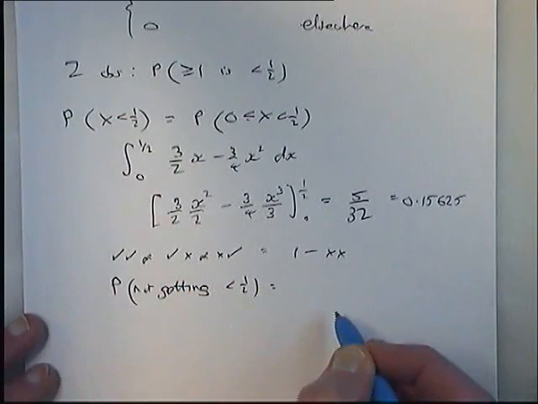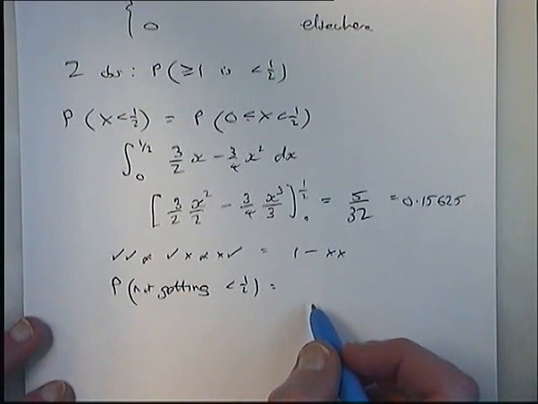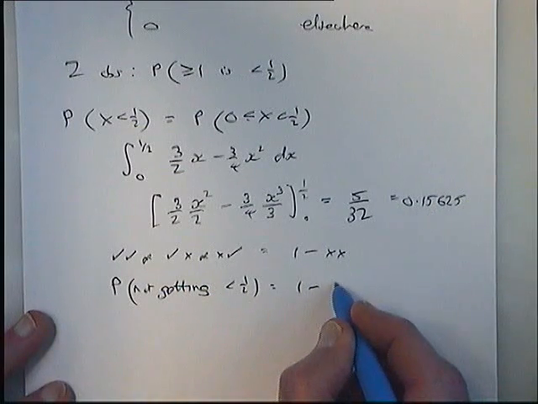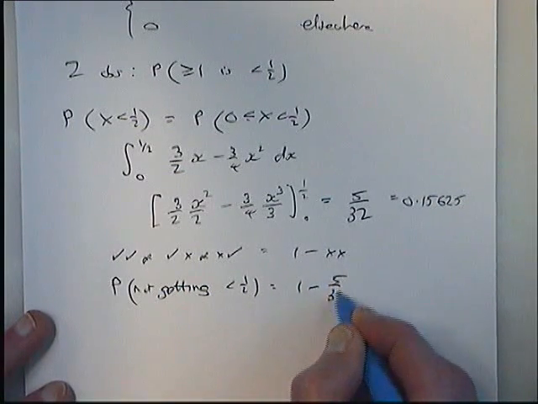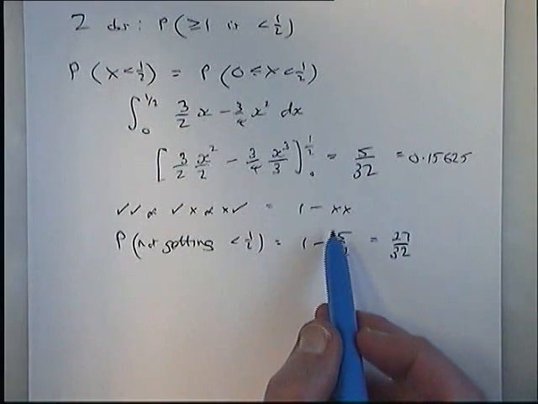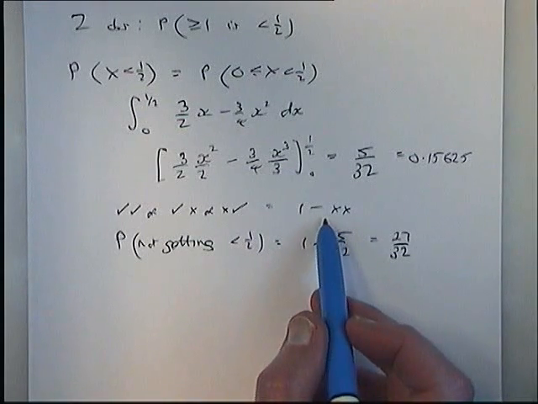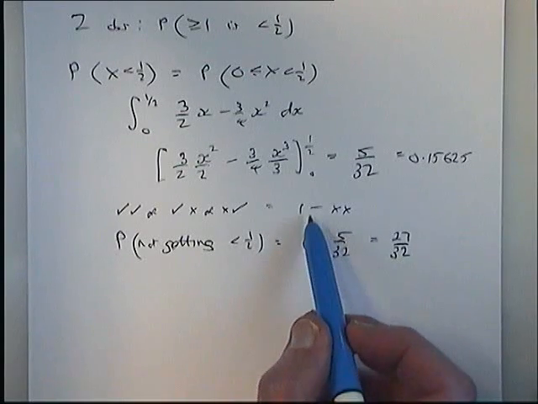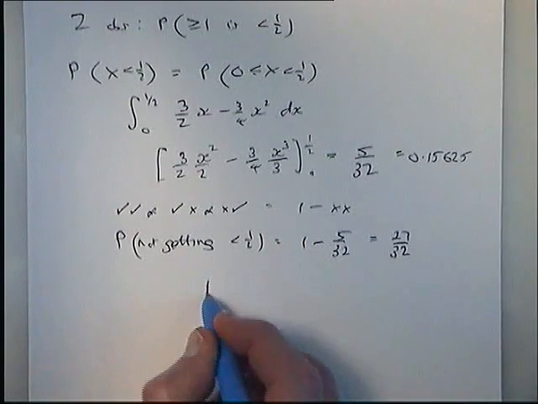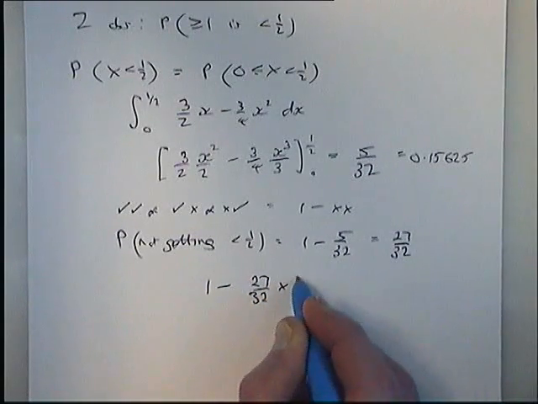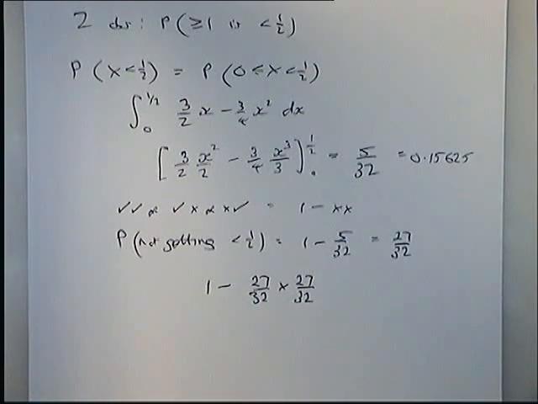How am I going to work out the probability of not getting less than a half? What's that probability going to be? 1 minus that one up there. 1 minus 5 over 32, which is 27 over 32. And now I want 1 minus that happening twice in succession. That's what I said up here. 1 minus a failure on the first go and a failure on the second go. So if you do that, you will get the answer you want.